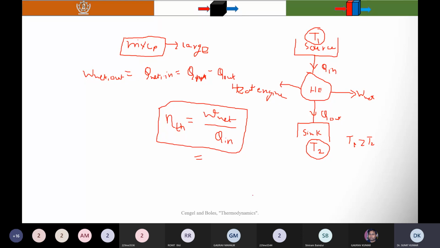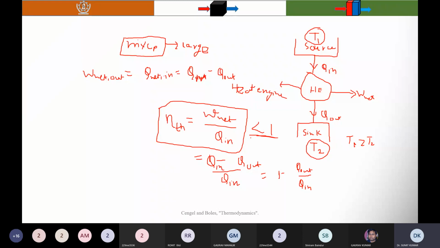So now you can substitute: Q in minus Q out, divided by Q in. So you can write 1 minus Q out by Q in. You know that Q out is always less than Q in, so efficiency is always less than 1. It means the efficiency is always less than 100%.